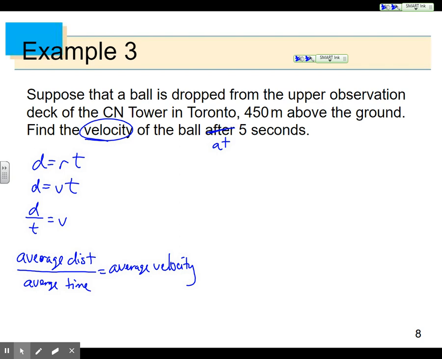Okay. So if I take the average distance, or maybe even say the distance traveled, and put it over, let me get rid of those averages. Let's just call it distance traveled. That sounds a little bit better. And then instead of average time, let's just call it time elapsed. That actually tells me what the average velocity is going to be.